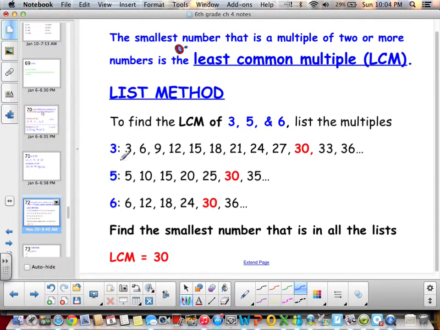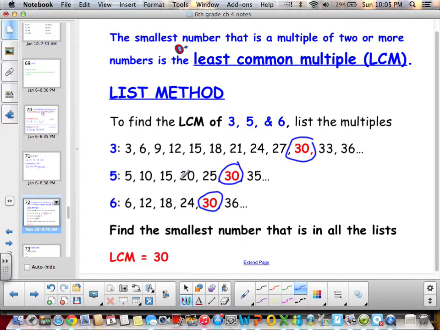So the multiples of 3 are 3, 6, 9, 12, 15, 18, and so on. 5 is 5, 10, 15, 20, 25, 30, 35, and so on. And 6 is 6, 12, 18, and so on. Then we look in our list and find the smallest number that is in all of the lists. What is highlighted is 30. It is in all of them, and that's the only one. So any number less than 30 is not in all of the lists.